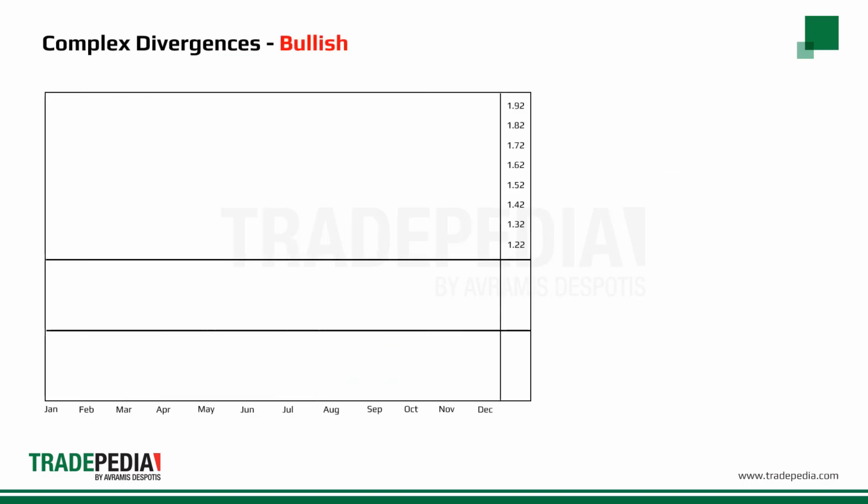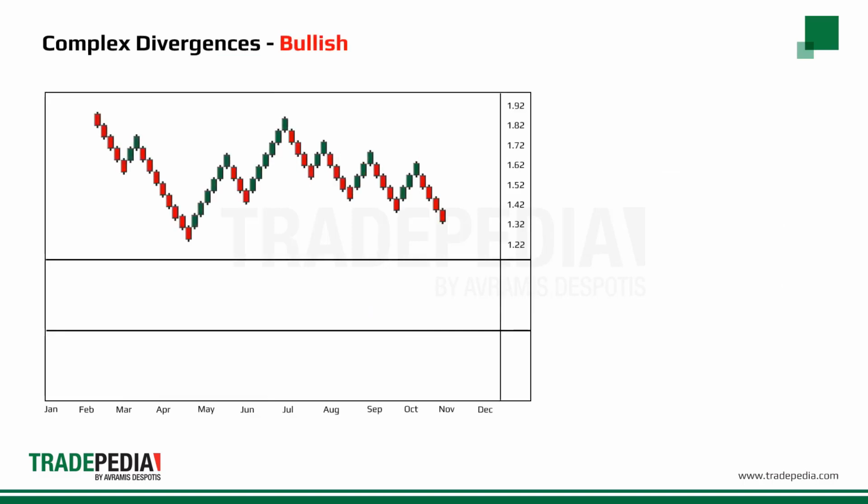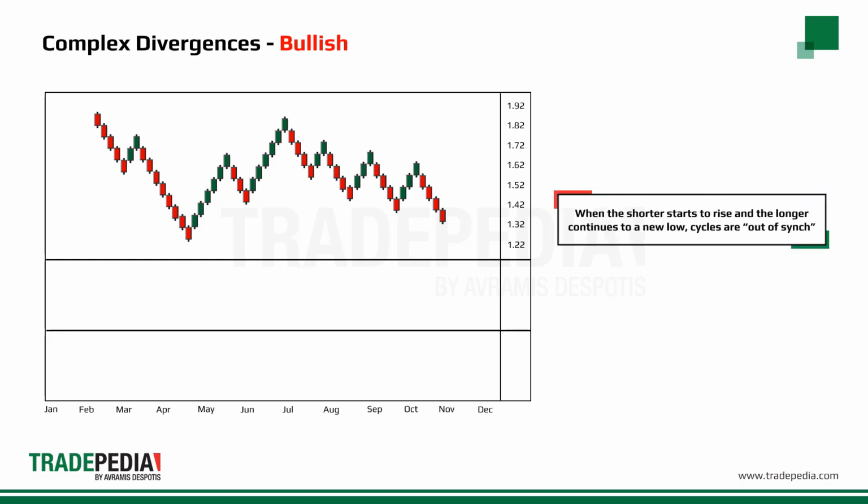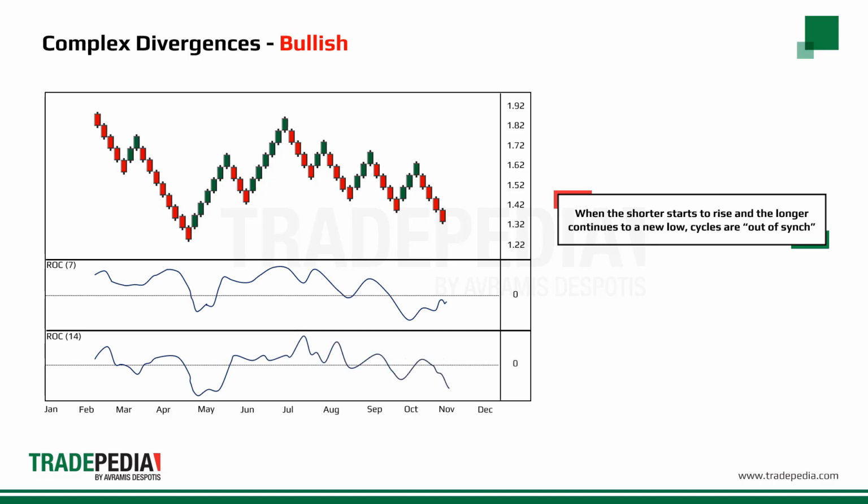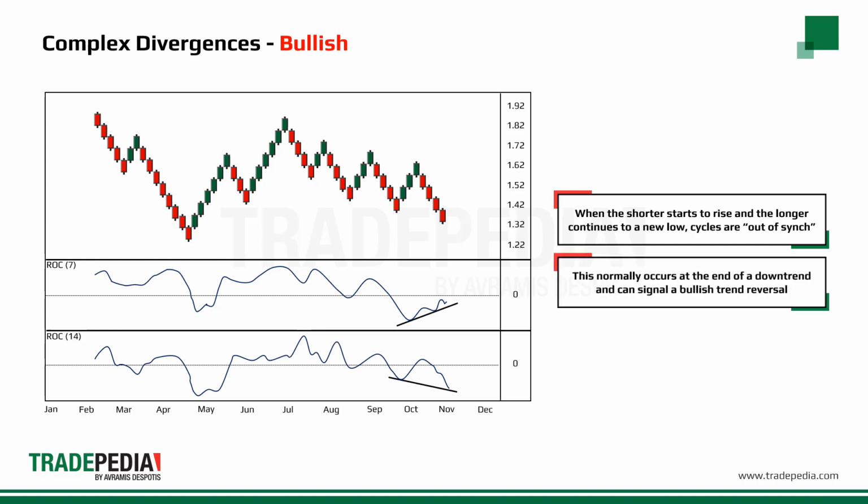It is important to compare two time spans that are separated by a substantial interval in order to reflect different time cycles, for example, 7 and 14 periods. When a shorter period indicator bottoms and starts to rise towards zero, while the longer continues lower to new lows, the two cycles are out of sync. This normally occurs at the end of a downtrend and can sometimes signal a bullish trend reversal.